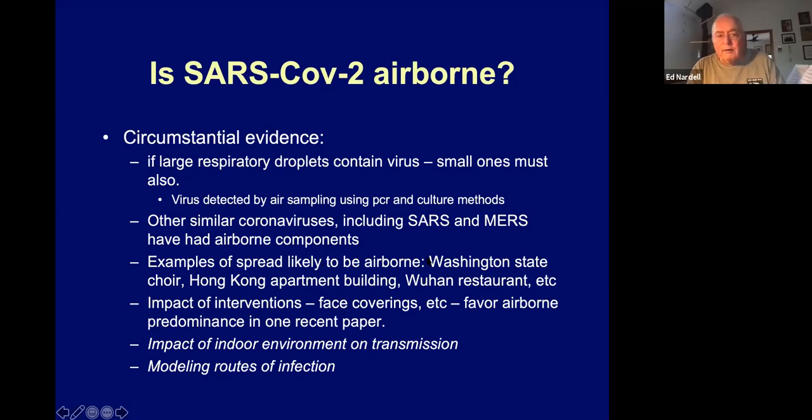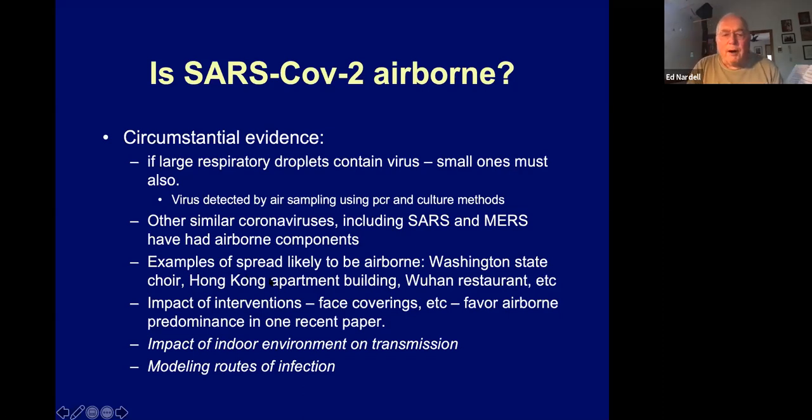There was this chorus in Washington State where 40 or 50 people out of 60 were infected in a 2.5-hour rehearsal. They were instructed not to touch and not to come if you were sick. So this was unsuspected COVID and most likely airborne. As I mentioned, I sing in a chorus, and I got infected with COVID in March. And there was a Hong Kong apartment building that was associated with SARS transmission.